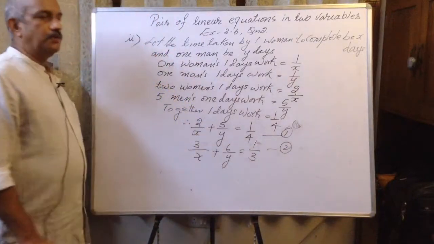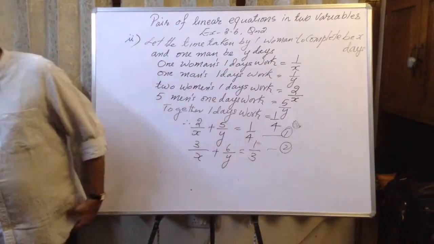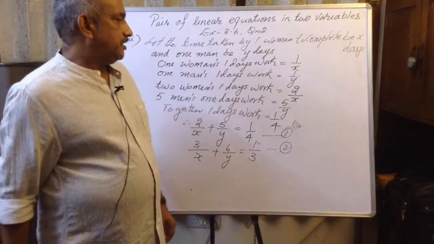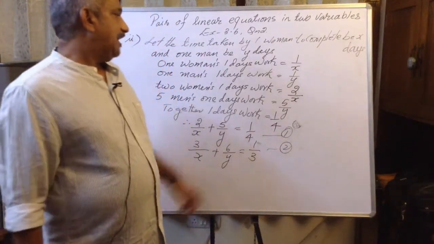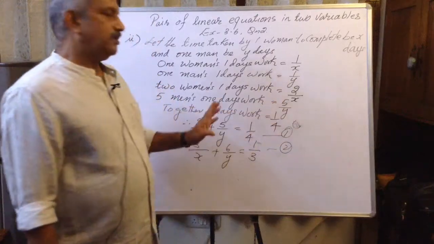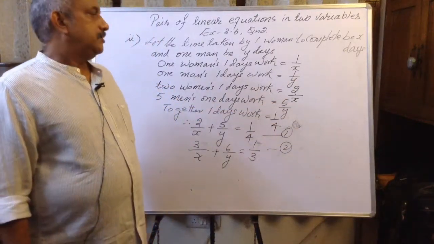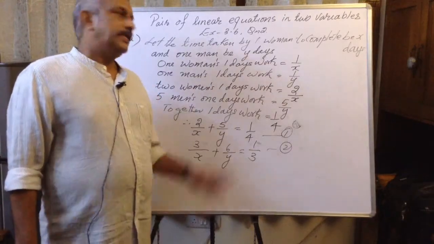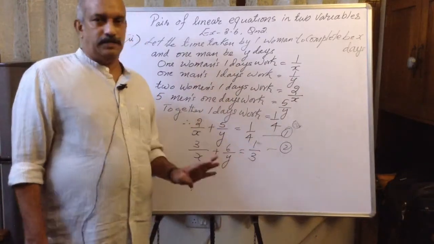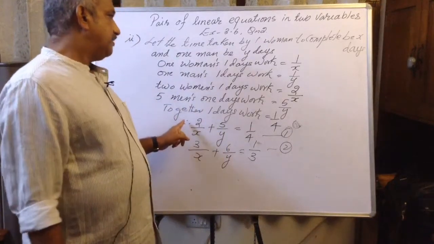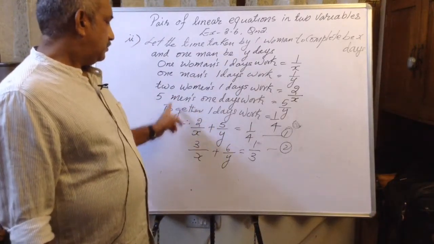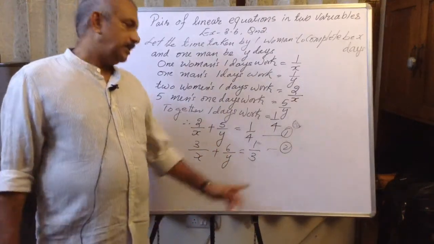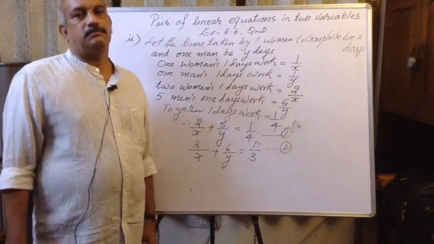The rest is very simple. Only how to form the equation you have to understand. That is most important. Now see what the question says once again. If 2 women and 5 men are working together, they can complete a work in 4 days. Again, 3 women and 6 men are working together, they can complete the work in 3 days.